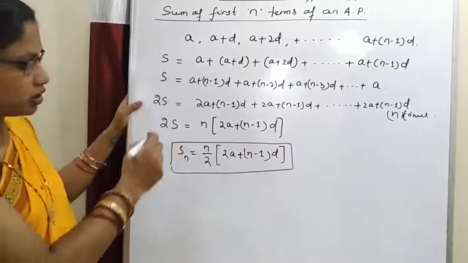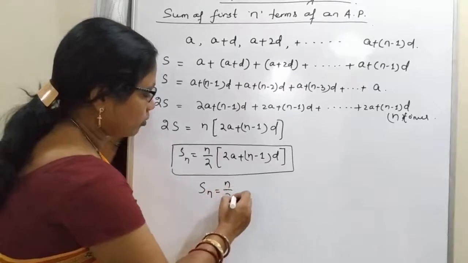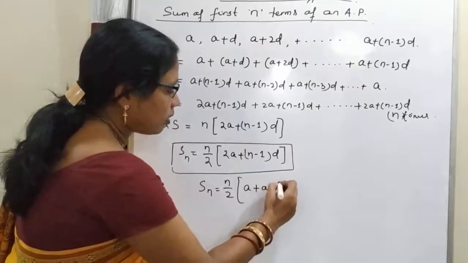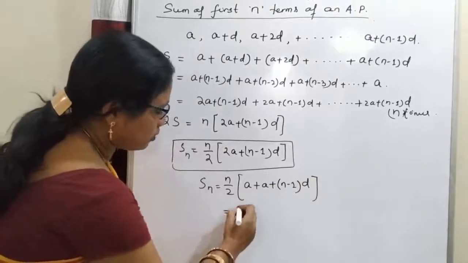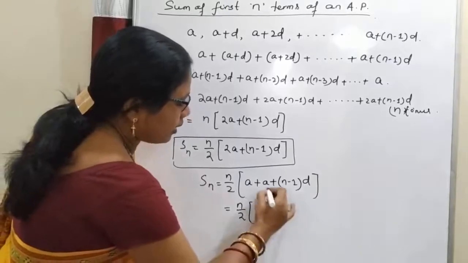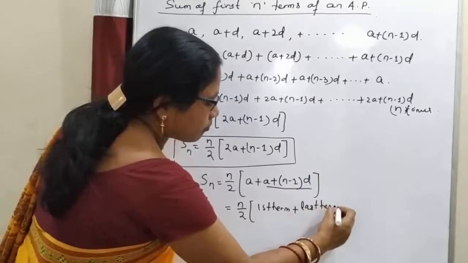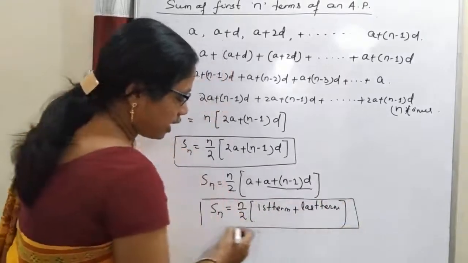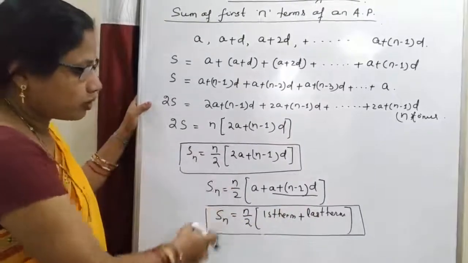So you have to remember this formula. This formula can be written as Sn is equal to n by 2 whole into (2a split as a plus a plus (n minus 1) into d). So this is equal to n by 2 whole into (a, our first term, plus a plus (n minus 1) into d, the last term). So Sn can be written like this. If the first term and last term are given, then Sn can be found by using this formula. So these two formulas you have to remember.